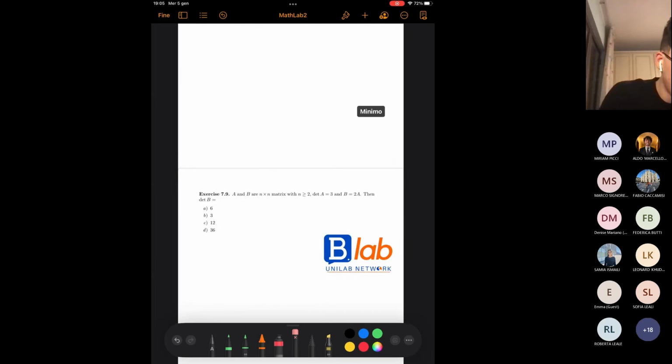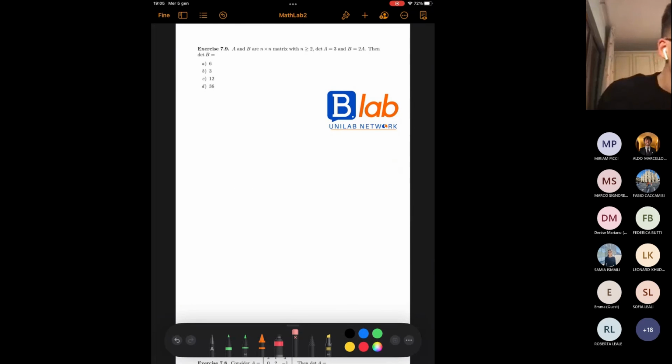Okay, so exercise 7.9. How can we talk about this exercise? Basically, this exercise says that there are two n times n matrices with n greater or equal to 2, and the determinant of A is equal to 3, and B is equal to 2A, okay? So basically we have information about A, but we have a linear relation between B and A.